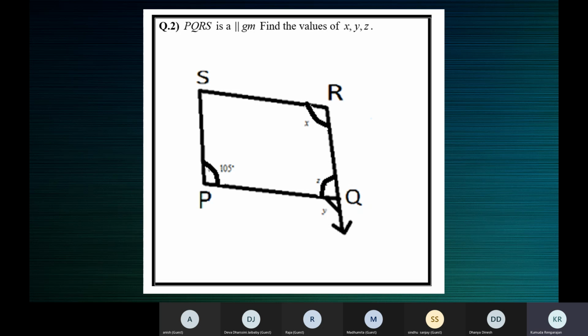When two or more lines are cut by a transversal, then we have these angles being formed. Actually, eight angles will be formed around the transversal. And these angles can be identified as corresponding angles, alternate interior angles, alternate exterior angles, and co-interior angles.